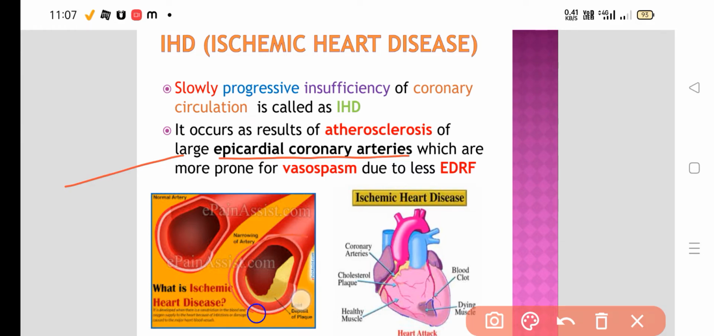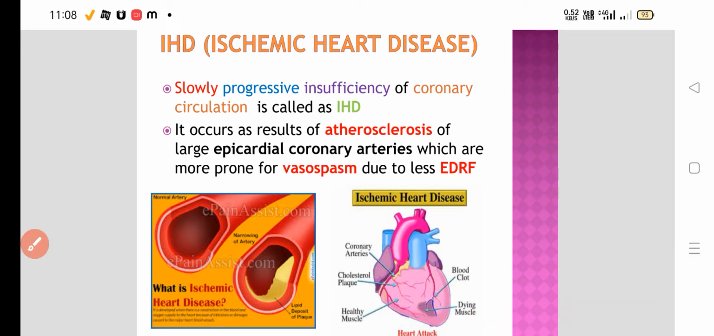and they are more prone to vasospasm or vasoconstriction due to a lesser amount of EDRF, or endothelium-derived relaxing factor, or nitric oxide. So because of that, they are more prone to vasospasm. As you can see here, in ischemic heart disease there is atherosclerosis of the large epicardial coronary arteries. They are more prone to vasospasm because of less EDRF or nitric oxide.